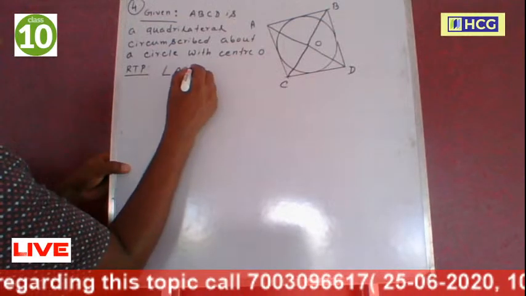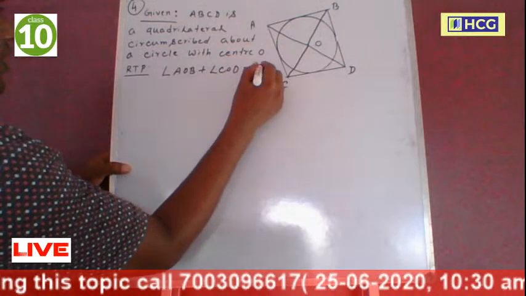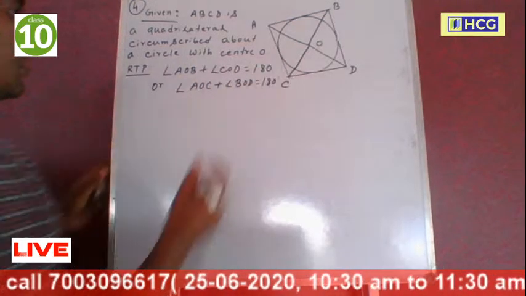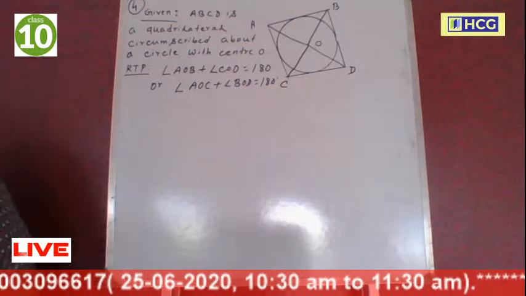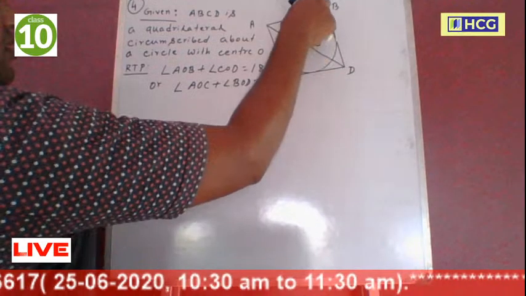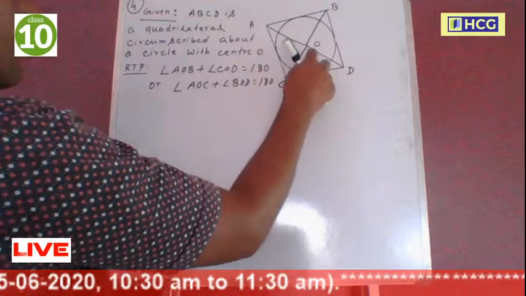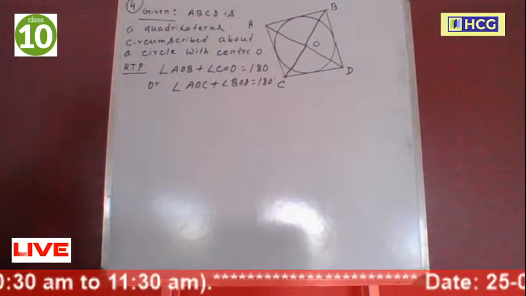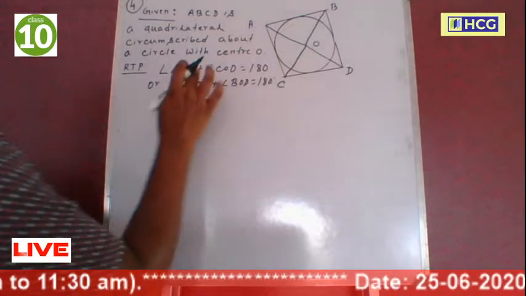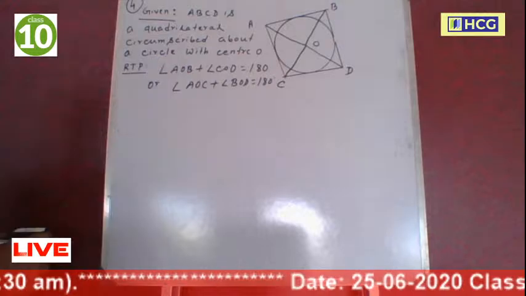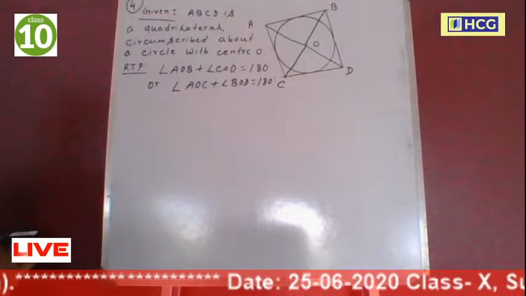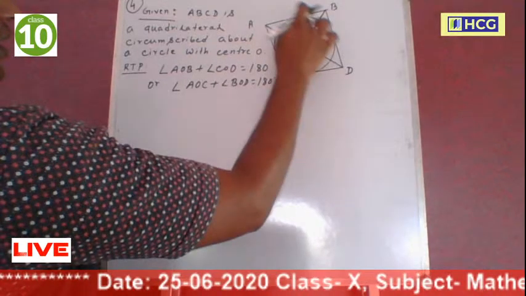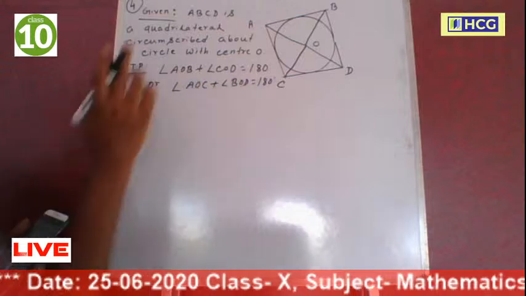Now angle AOB plus angle COD equals 180 degrees, or angle AOC plus angle BOD equals 180 degrees. AB and CD are two opposite sides, so they subtend angles at the center. The angle subtended by the side AB is angle AOB, and the angle subtended by the side CD is angle COD. AOB and COD are supplementary, and supplementary means their sum is 180 degrees. Angle AOB plus angle COD is 180 degrees, and angle AOD plus angle BOC is 180 degrees.